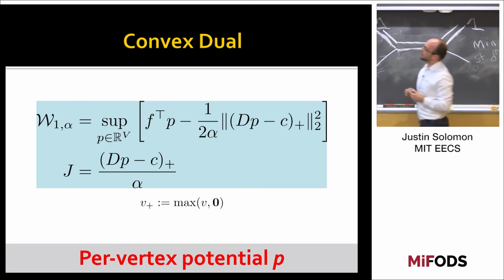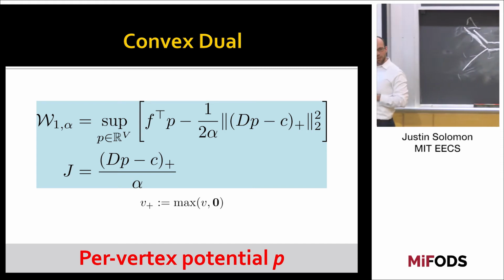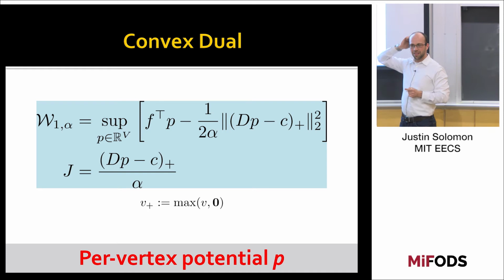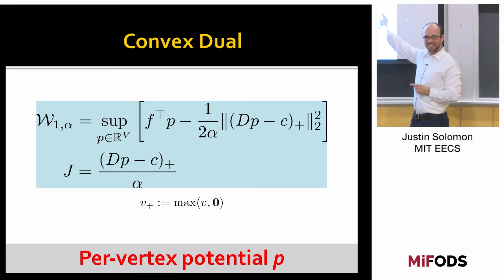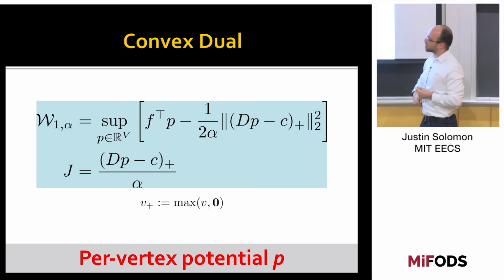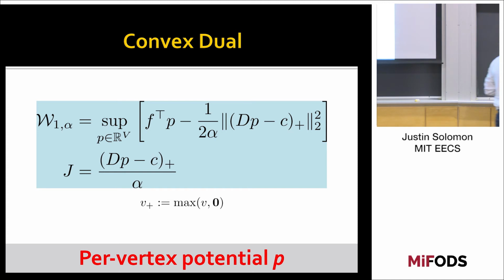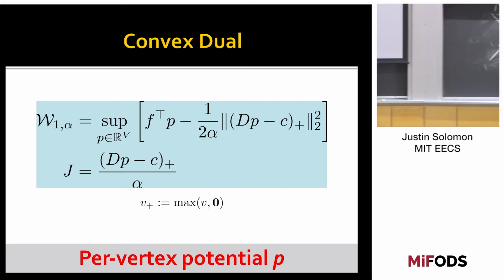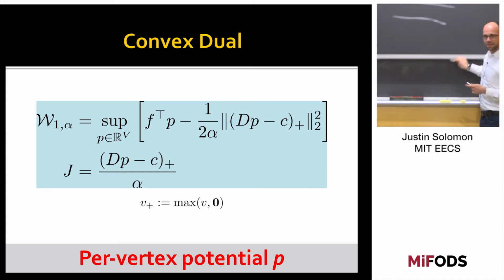OK? And then this plus sign indicates that I take only the positive elements and the 2 norm of this thing. So if that plus sign just weren't there, life would be pretty good, right? Because then it's a least squares problem. We know how to solve it. But sadly, it ain't. So let's think a little bit more about what's going on in this problem. So remember that I'm thinking about D as some kind of gradient operator.